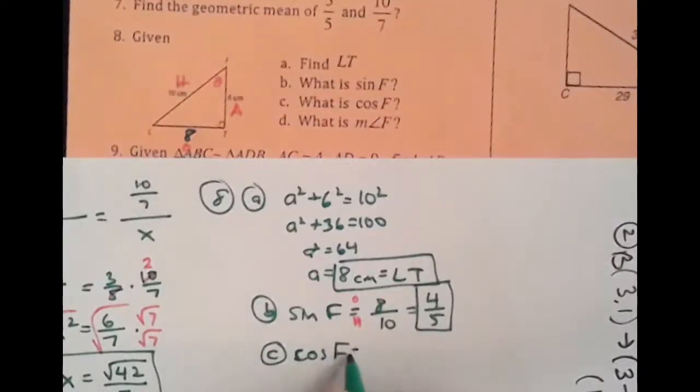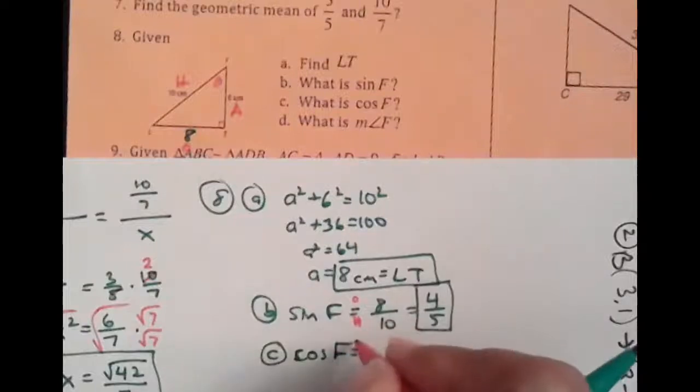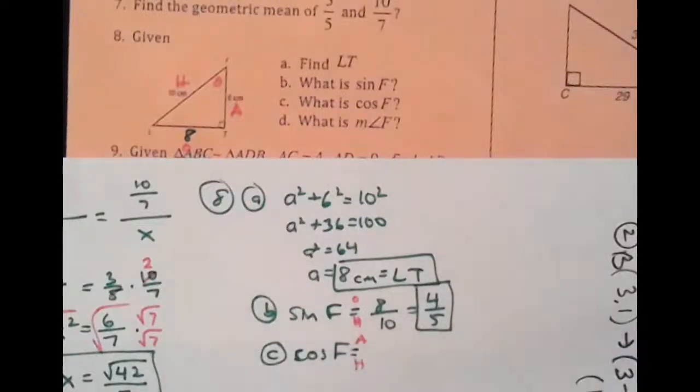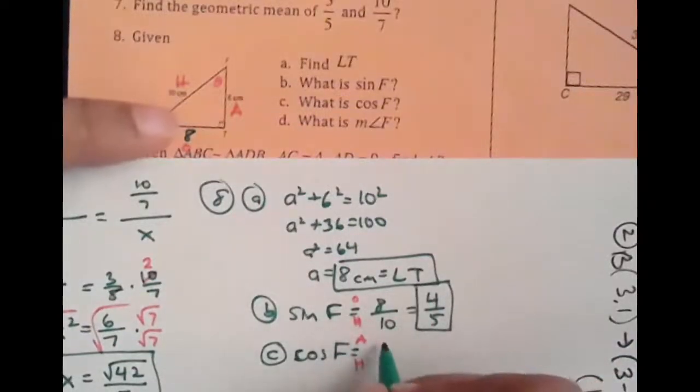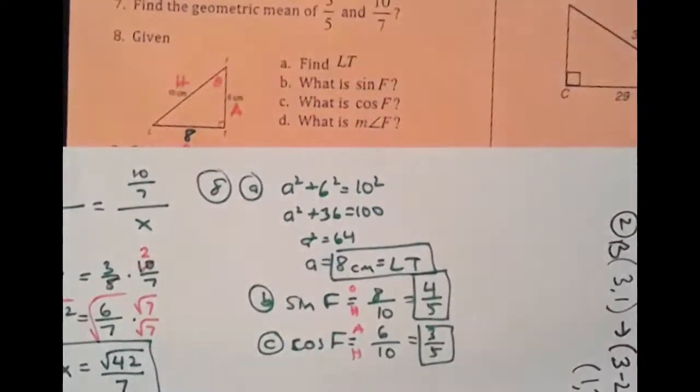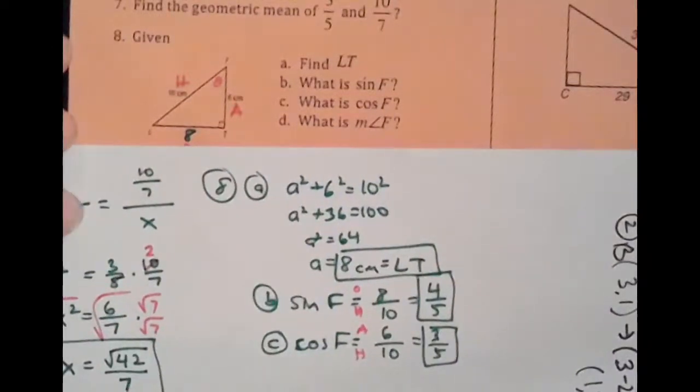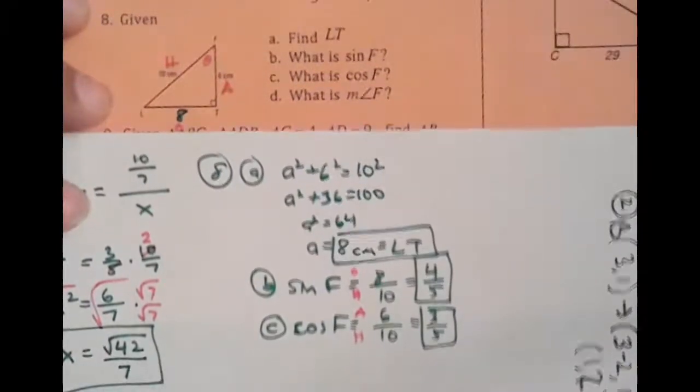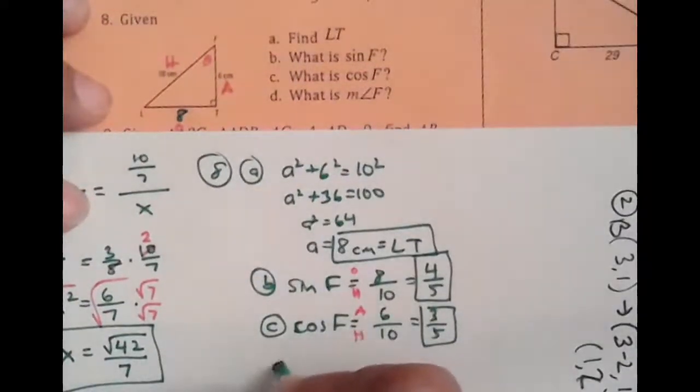Of angle F, cosine is adjacent over hypotenuse. Adjacent is 6 over hypotenuse, which is 10. Reduce it by 2, you get 3/5. And then it says, what is the measurement of angle F? So you could use either one of these two to solve for that. I'm going to go ahead and use this last one for part D.